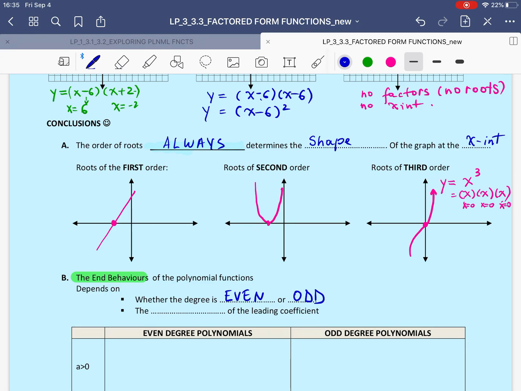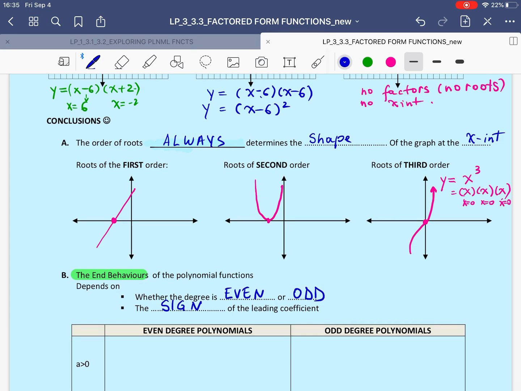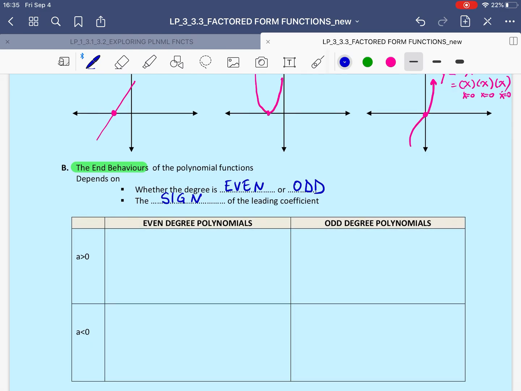The next thing we need to look at when it comes to end behaviors is the sign of the leading coefficient. That will change the direction of the y values, the trend in y values. So how does that work? In order to remember this, just think of the end behaviors of a linear and a quadratic function. And all even degree polynomials will behave like a parabola, so a second degree function.